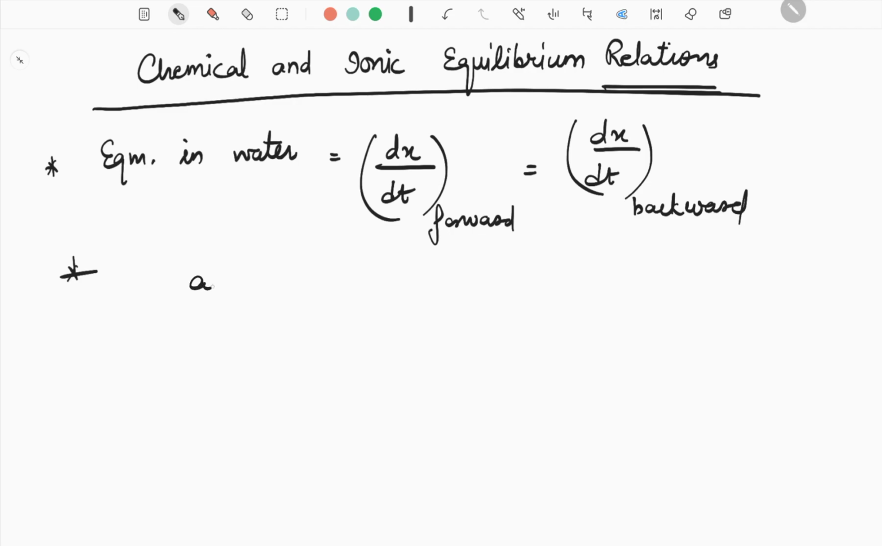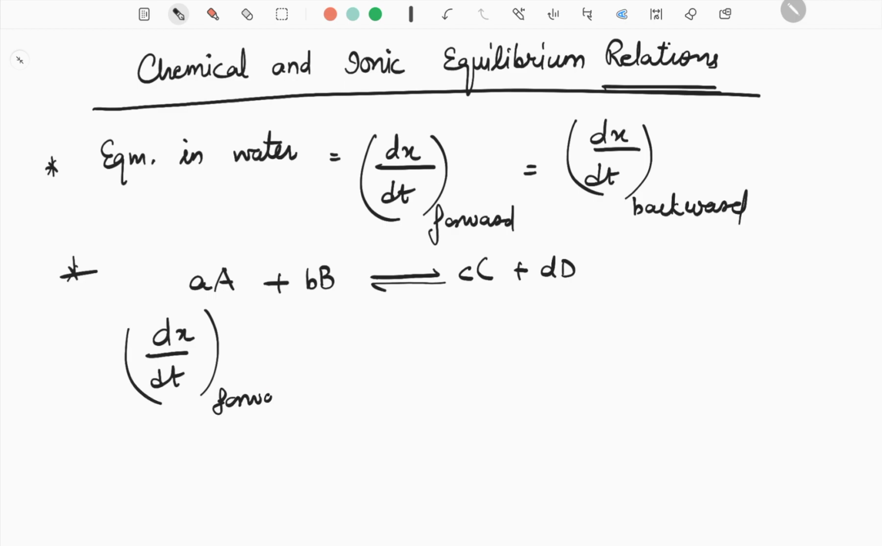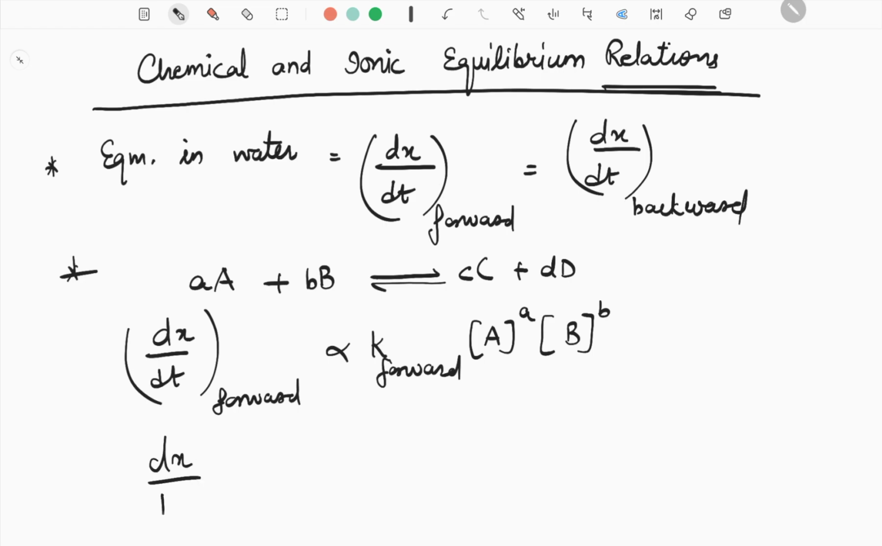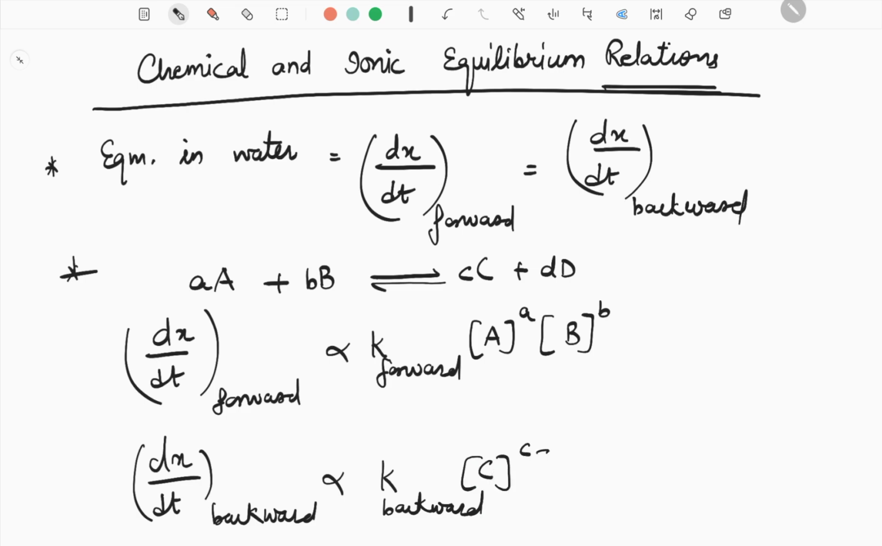Second, for a reaction aA plus bB gives cC plus dD, dx by dt for the forward reaction will be directly proportional to K forward times the concentration of A to the power small a and B to the power small b, that is, the coefficients. And dx upon dt for the backward reaction will be directly proportional to K backward times C to the power small c and D to the power small d.